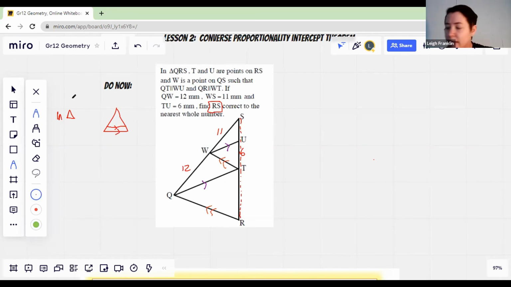All right, so Chad has made a suggestion. Let's have a look at what Chad says here in the chat box. He said we can work in triangle QTS.